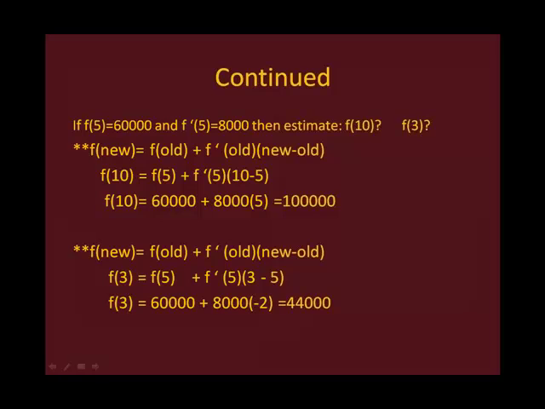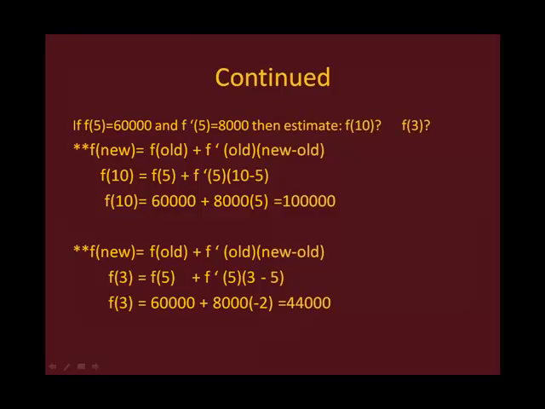Now that should equal f of old. Again, f of old is the information we were already given. So that's f of 5 plus f prime of old is f prime of 5. And then new minus old means the new number we want, which is 10, minus the old number we were using, which is 5. So then we just want to plug in numbers that we know. Well, we know that f of 5 is 60,000. That was given. Plus, we know that f prime of 5 is 8,000. And then 10 minus 5 is 5. So when we crunch all those numbers, we get 100,000. So that's our approximation for f of 10. So if we were to have 10 locations, we would approximate, by local linear approximation, that we would have 100,000 customers.